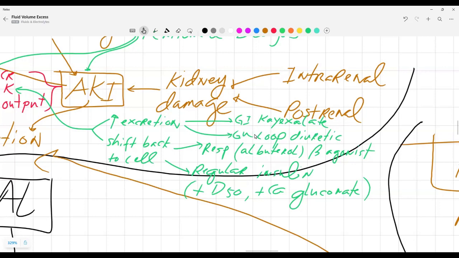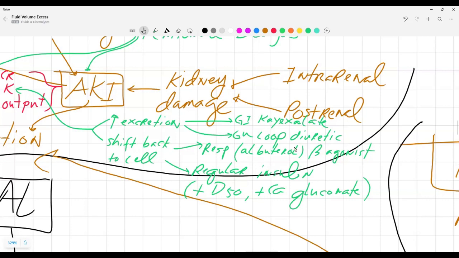And in the GU system, again, Lasix, because it causes hypokalemia, would be the drug of choice as far as diuretics are concerned. So that's going to bind the potassium in the nephron, in the loop, and then excrete it out through diuresis. In shifting the potassium back to the cell, there's two ways that we can do that.